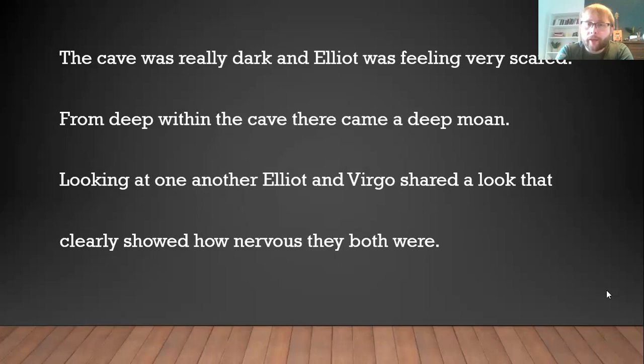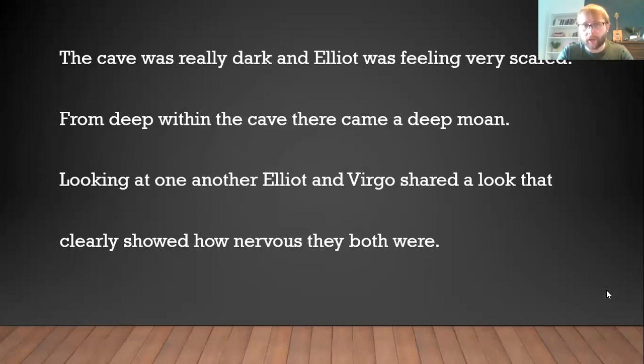Looking at one another, Elliot and Virgo shared a look that clearly showed how nervous they both were. I'm trying not to put the pauses in. This time I'm going to do it with the pauses in. See if you can spot where the commas would be. Looking at one another, Elliot and Virgo shared a look that clearly showed how nervous they both were.